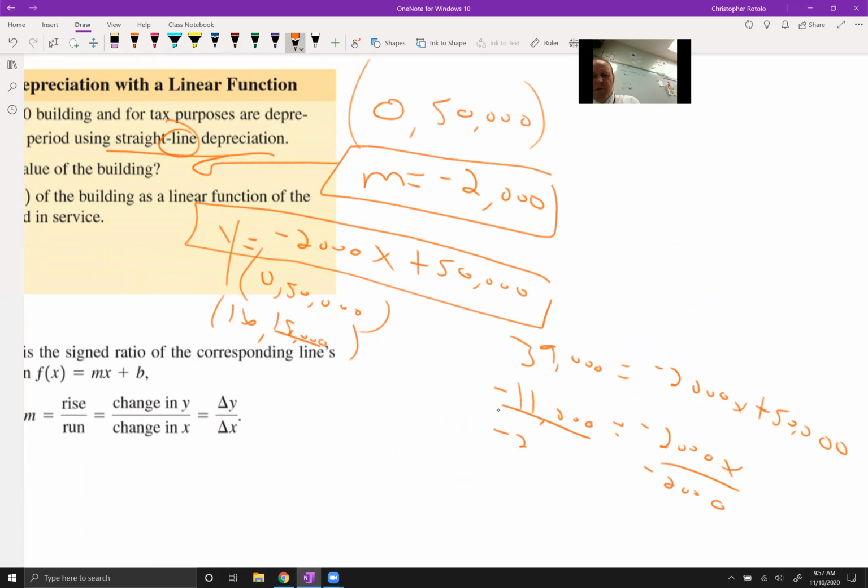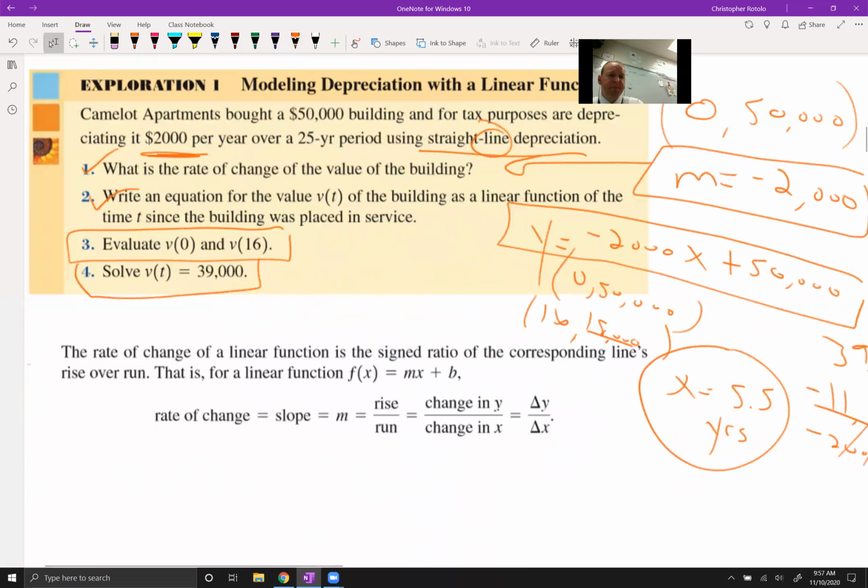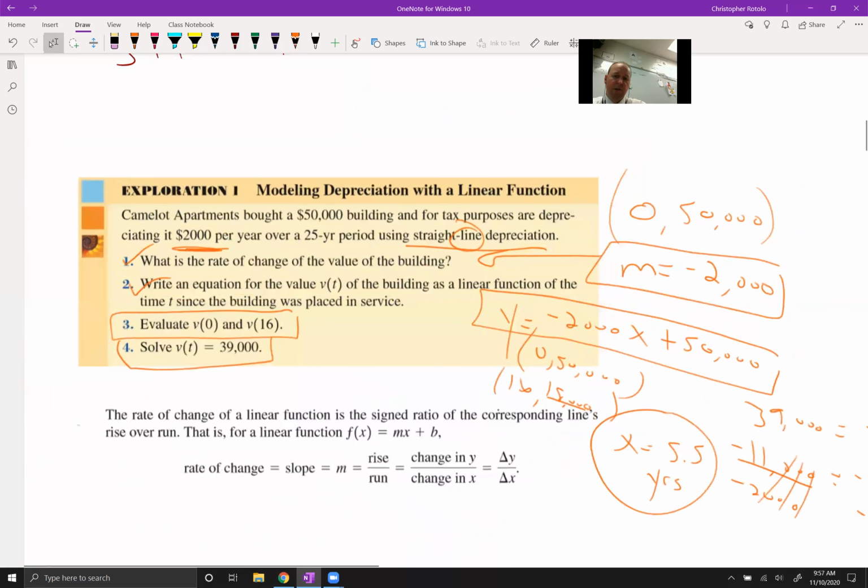Okay, so these numbers seem a little bit intimidating, only because they're all in thousands, but we don't really need to use any of it because we're going to reduce all the zeros out. So that means 5.5. So it'd be 5.5 years until the building is worth $39,000. All right, so again, a lot of the things that you've already used and just trying to present it in different ways. So we just have to make sense of all those things.